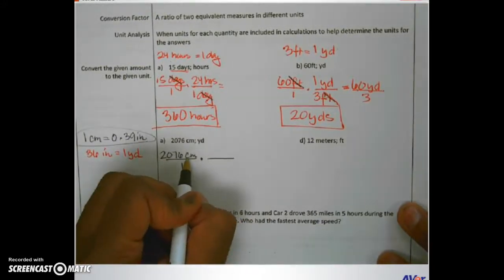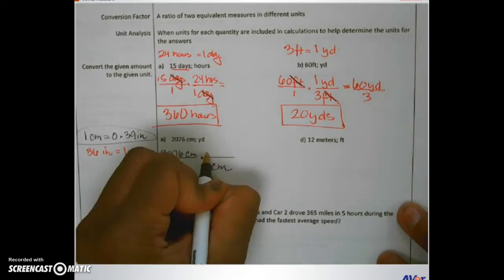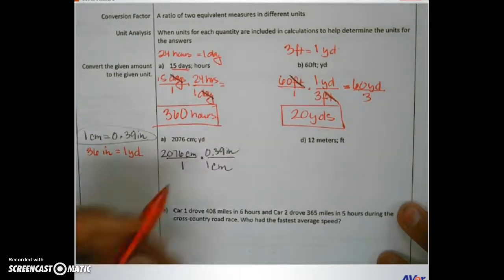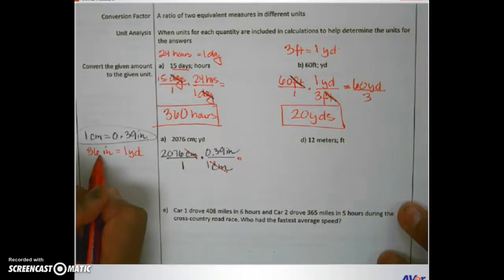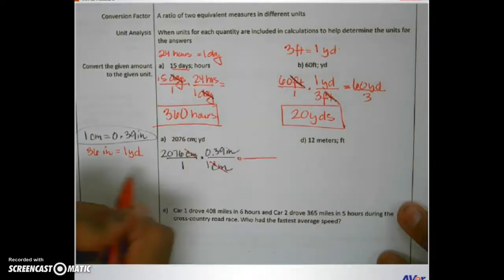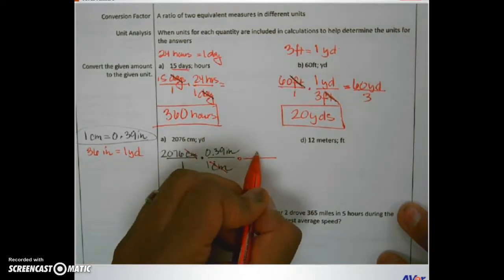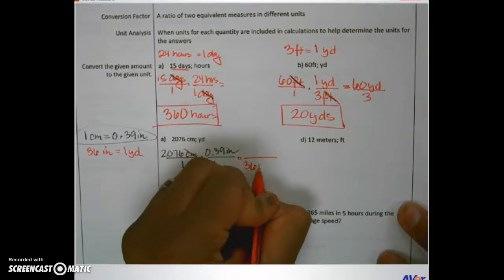Well, if I wanted to cancel out these centimeters, I'm going to put it on the bottom. So 1 centimeter over 0.39 inches. Great. The centimeters are gone, like I wanted them to be. Now, 36 inches equals 1 yard. Inches here? No, I'm going to have inches squared. That's too many inches. Inches on the bottom so they can cancel out.